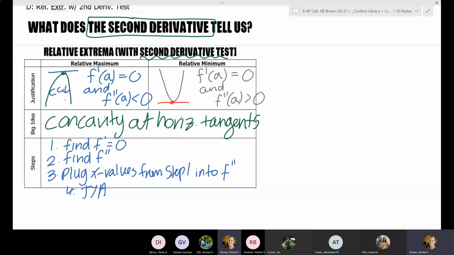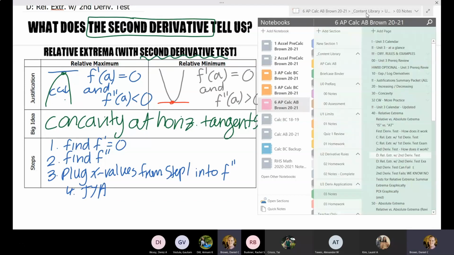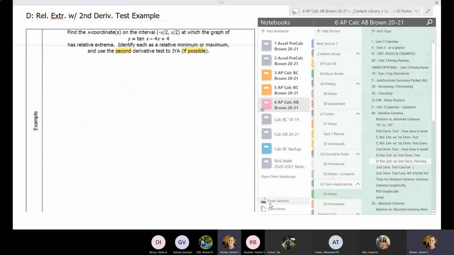This is one topic that for whatever reason, students seem to forget easily. I guess because it's not like a sign chart, it's a little bit different. Don't forget it, because it is super useful, especially when we start looking at graphs that are much more complicated. So here's the example I wanted to look at. Let's do a trig one.